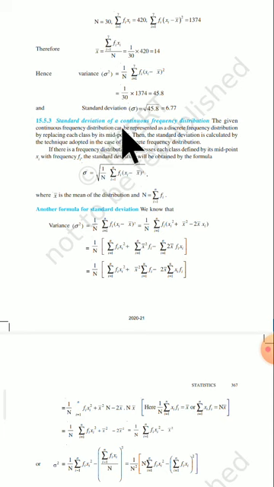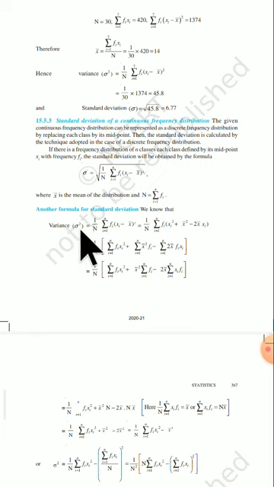Next point is standard deviation of a continuous frequency distribution. So here the standard deviation formula is square root of 1 by N into summation of fi into xi minus x bar square. Capital N is the sum of the frequencies, and x bar is the mean of the distribution of the given data. Next, we can find the value of standard deviation by using another method also, that is the shortcut method. We will call that one the step deviation method.